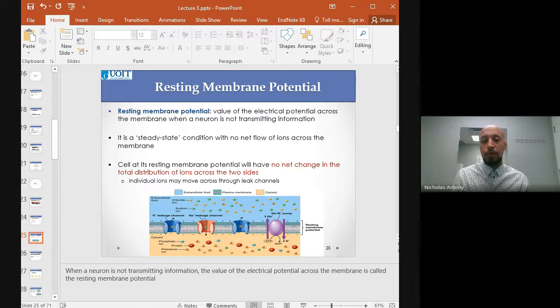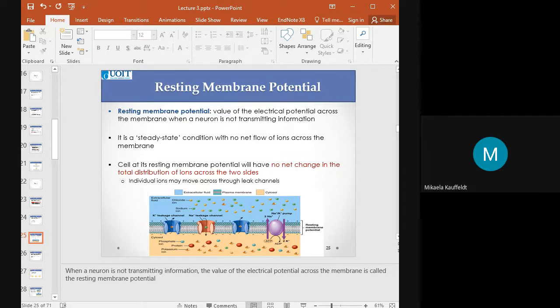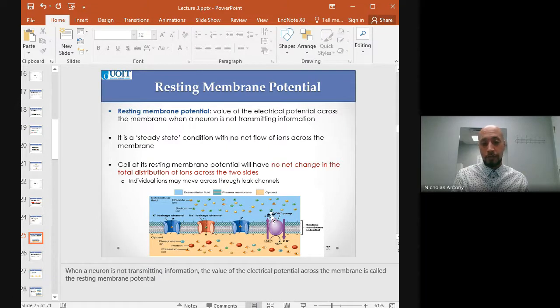Michaela, which part? Could you just repeat how many sodium go out and in? 3 sodium leave. So right here, this is out, this is in. 3 sodium are leaving for every 2 potassium entering, and that costs 1 P of ATP to ADP.